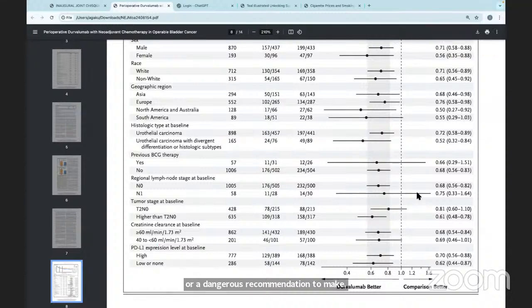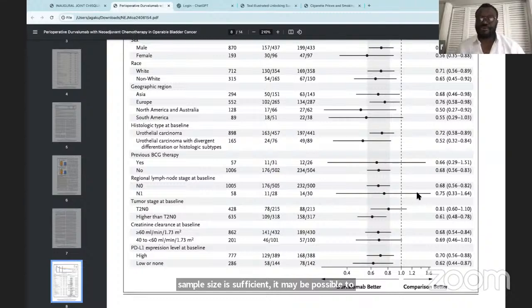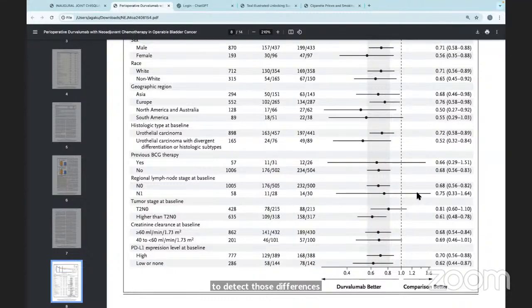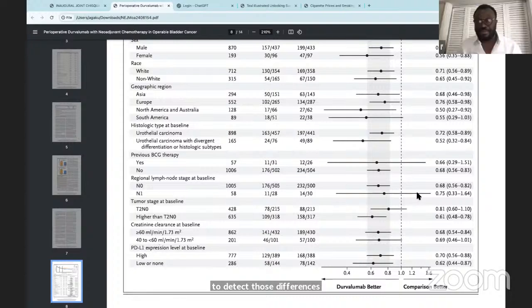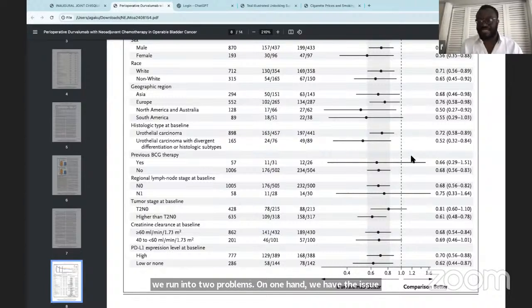It will be dangerous because in those people where there appears to be no significant effect size, it is because the sample size is low. Assuming that the sample size is sufficient, it may be possible to detect those differences. Excellent. So we said that when we have this kind of very extensive analysis, we run into two problems. On one hand, we have the issue of type 2 error, where we'll have very wide confidence intervals, and we might end up declaring results non-significant that would have been significant.